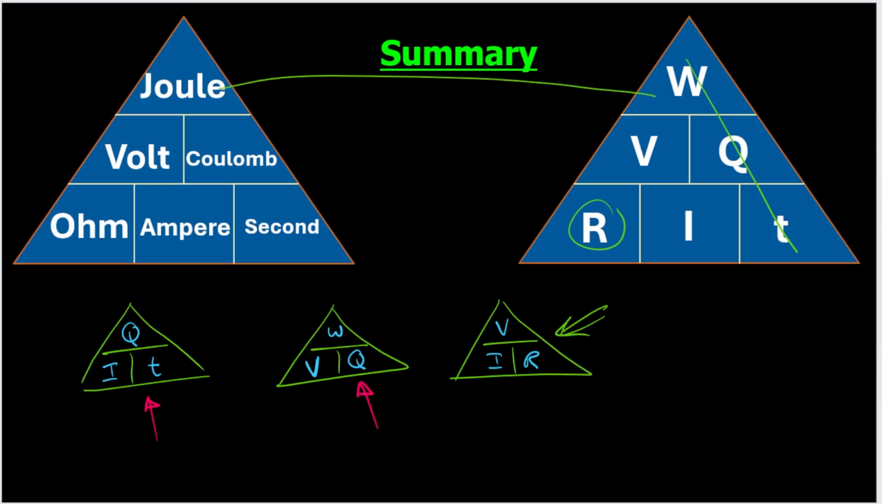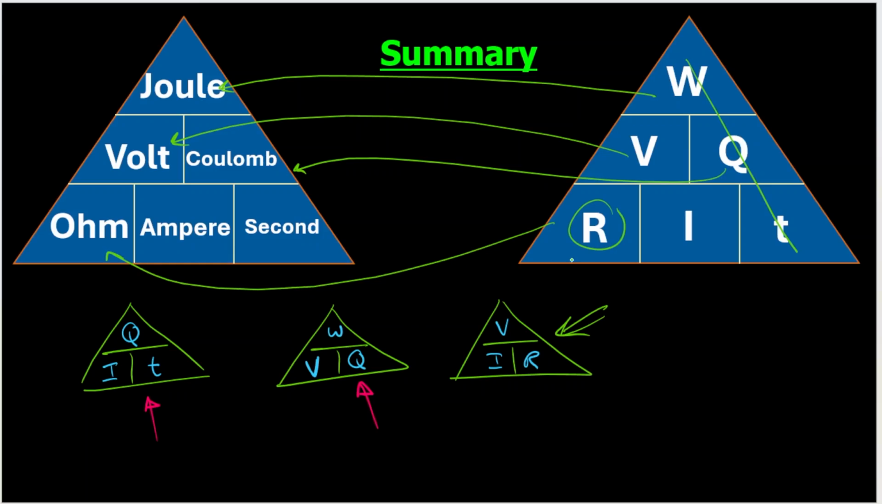The measuring unit of work is joule, the measuring unit of potential difference is volt, the measuring unit of quantum charge is coulomb, the measuring unit of electric resistance is ohm, the measuring unit of current intensity is ampere, the measuring unit of time is second.